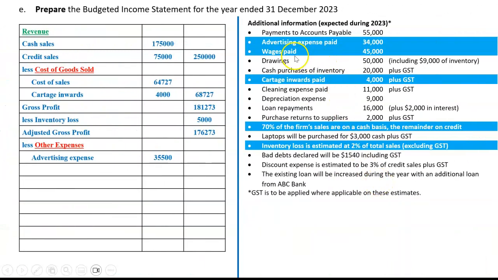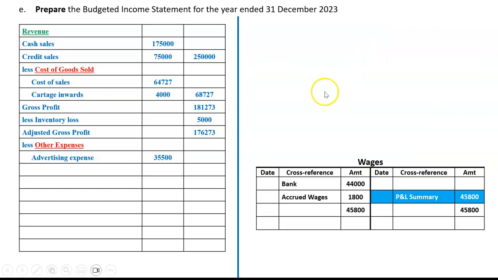Next one, we've got our wages paid of 4,500. Again, this is one we red flagged and said there was some info about accrued wages. Now, I'm not going to go through it now just because I think it was part C. We actually had to recreate the wages ledger. Why did we have to do that? So we can use it now. So we've already done this. You could calculate it all again and step through it. If you want to go refresh on what we did, go and watch the video for part C.